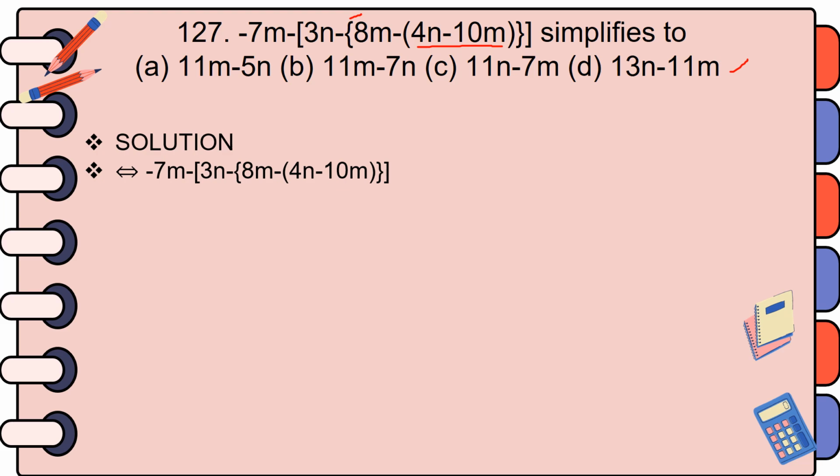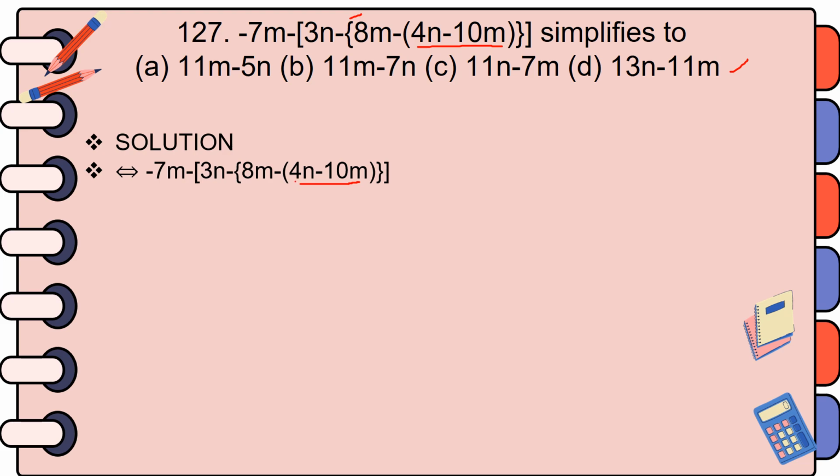Then numbers in a parenthesis are 4n minus 10m. Then we will start with these numbers, and our equation is minus 7m minus, here in a bracket, 3n minus, in a brace, 8m minus, in a parenthesis, 4n minus 10m. Then close the parenthesis, close the brace, and close the bracket.